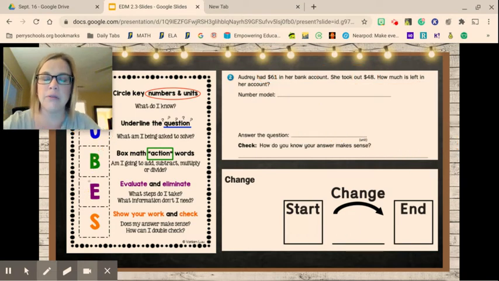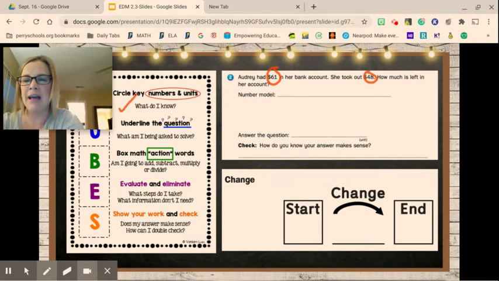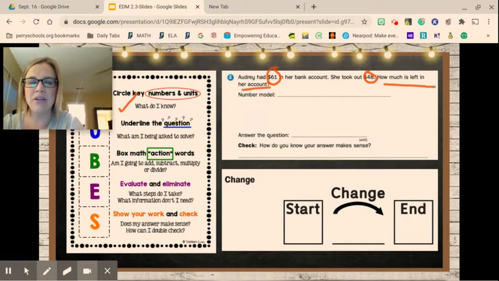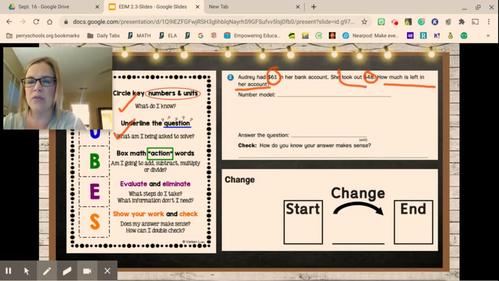Looking at number 2. Make sure that you guys are writing this in your book and following along. Audrey has $61 in her bank account. She took out $48. How much is left in her account? Thinking about cubes, she had 61 and 48. So I circled my numbers, underlining the question, how much is left in her account? And then boxing in my keywords. Well, it says she took out $48.